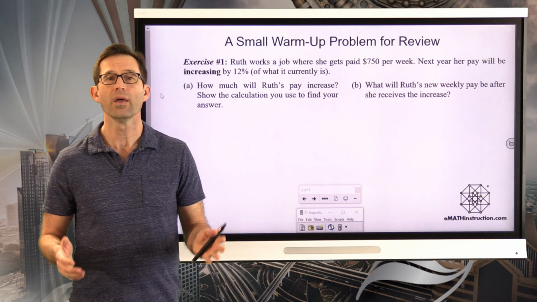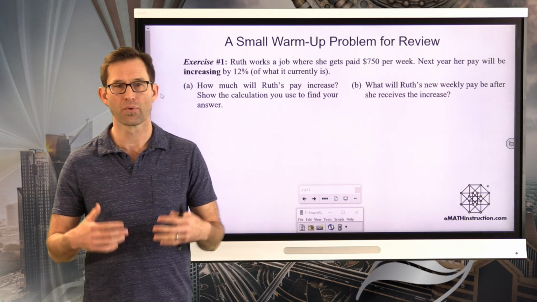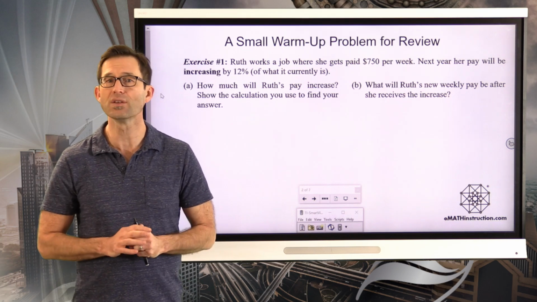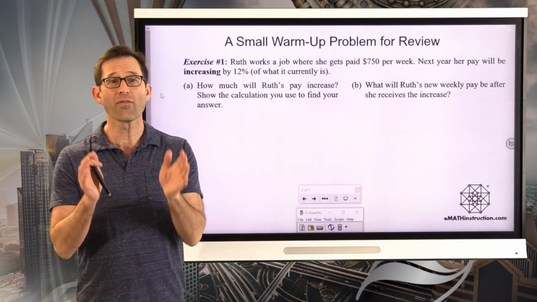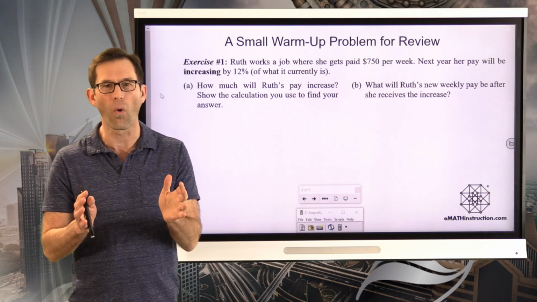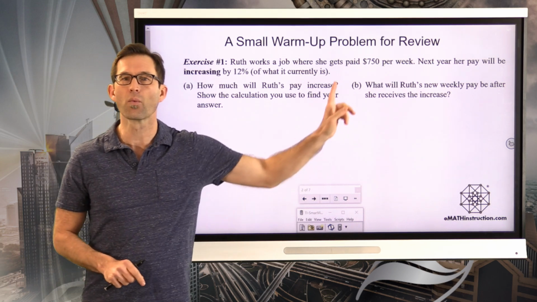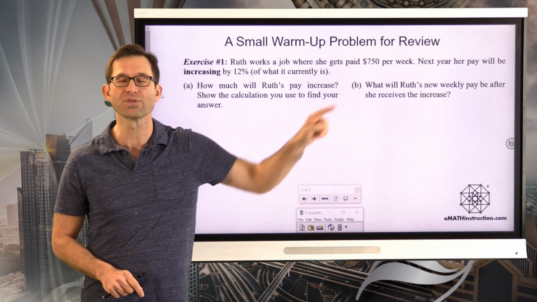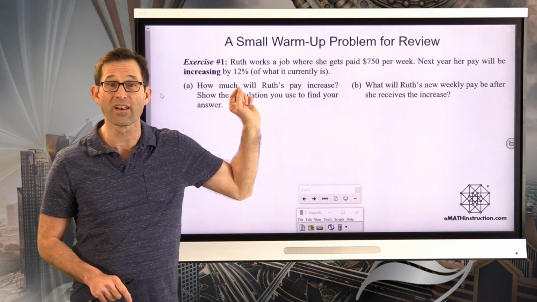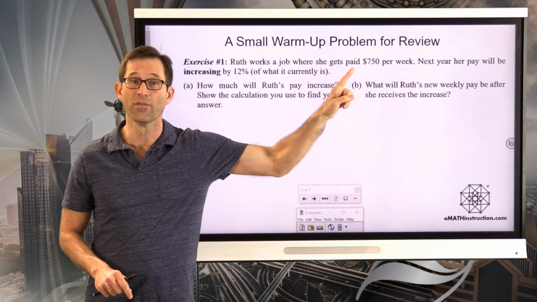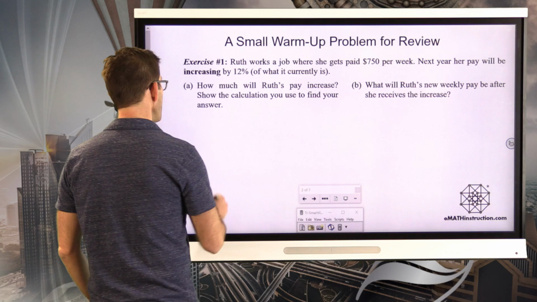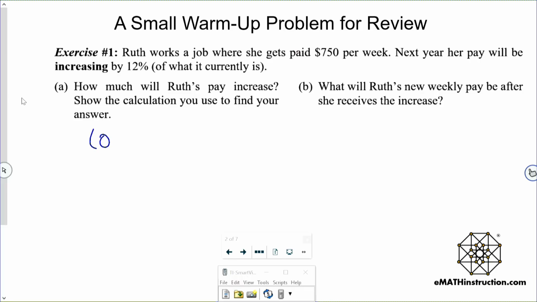All right, simple enough. Now, one thing that's a little bit weird in percent increase and percent decrease problems is that the whole is whatever you're starting with. Whatever you start with is sort of your denominator, if you will. It's the whole, okay? Now in this case, what we're starting with is $750, but we're going to be increasing it by 12%, specifically 12% of $750.